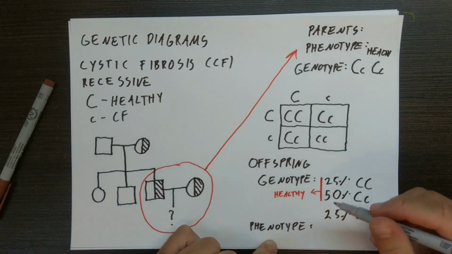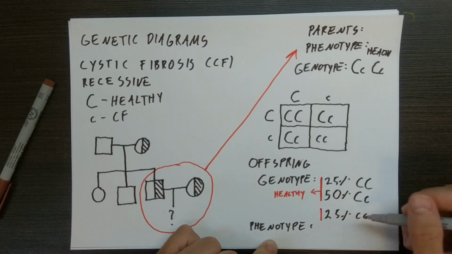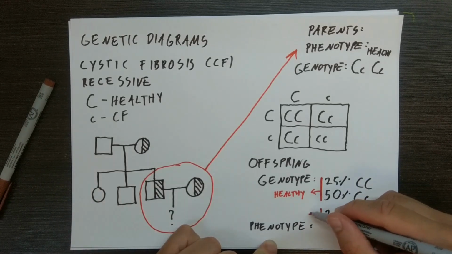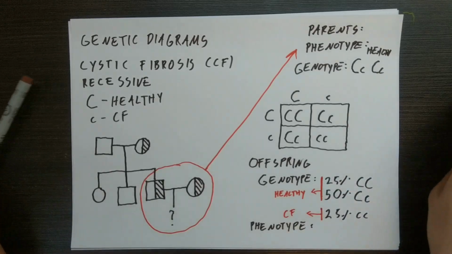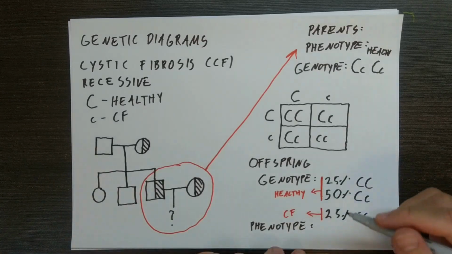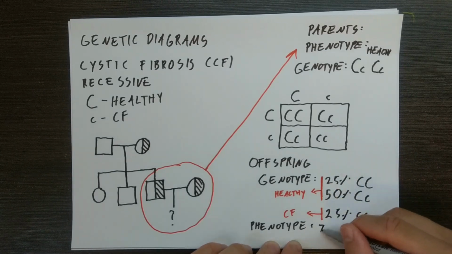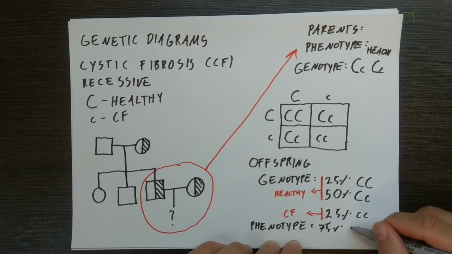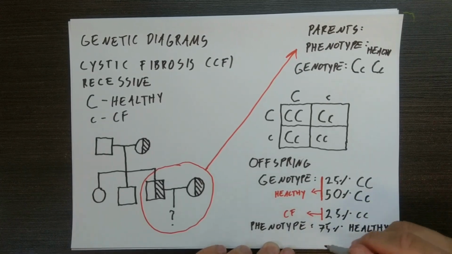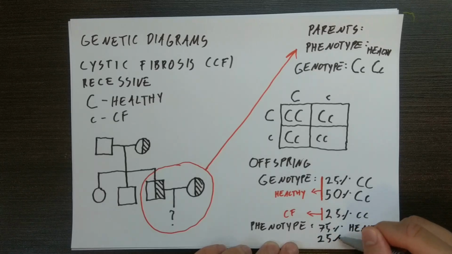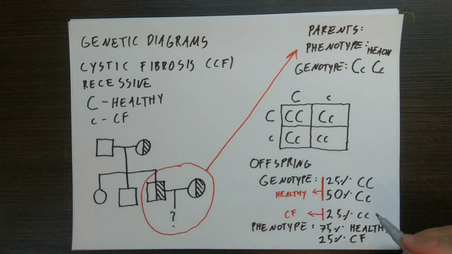However, these guys, 25% of the offspring, unfortunately, would be expected to have cystic fibrosis. Unfortunately. So their phenotypes would be, we add these two up, so 75% of the offspring would be healthy, and unfortunately 25% of the offspring would have cystic fibrosis.